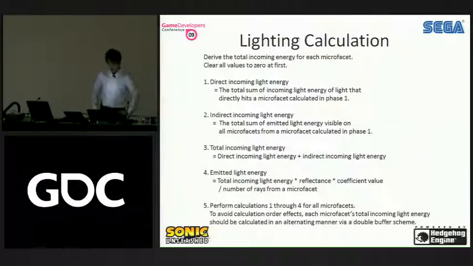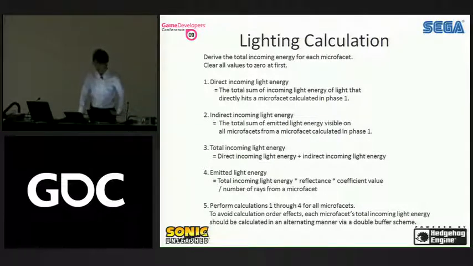Then I'd like to talk about terrain GI calculation phase 2, lighting calculation. In phase 2, we actually calculate the color. And I'd like to talk about light calculation. First, we create the entire value. The first one is 0. That means dark.